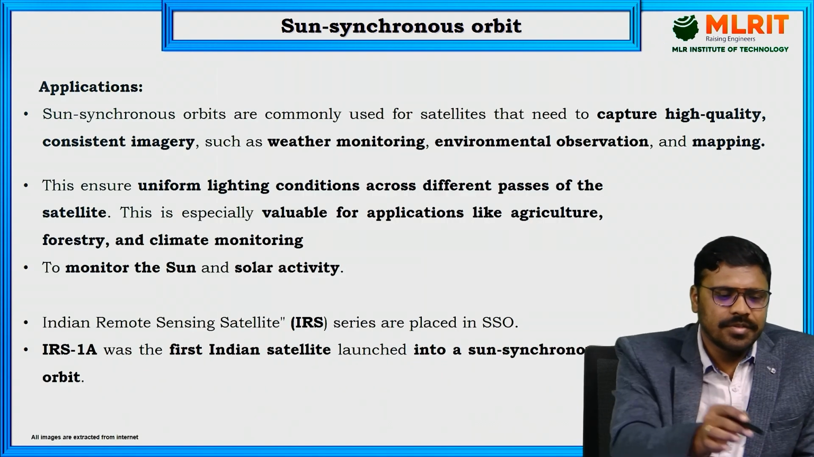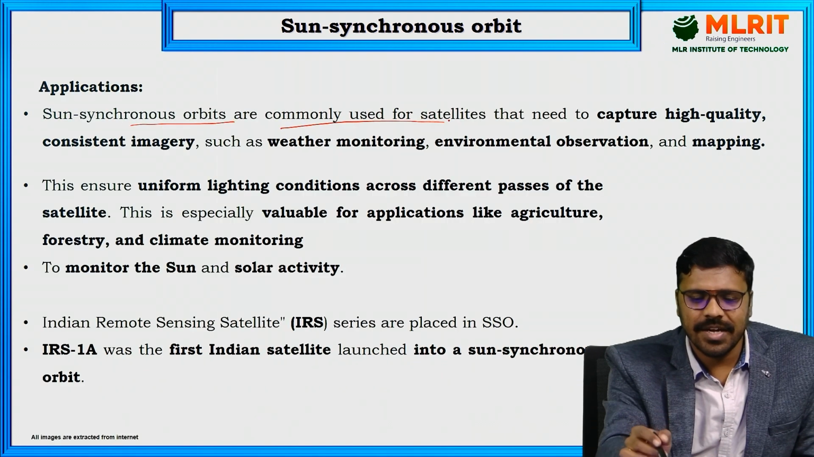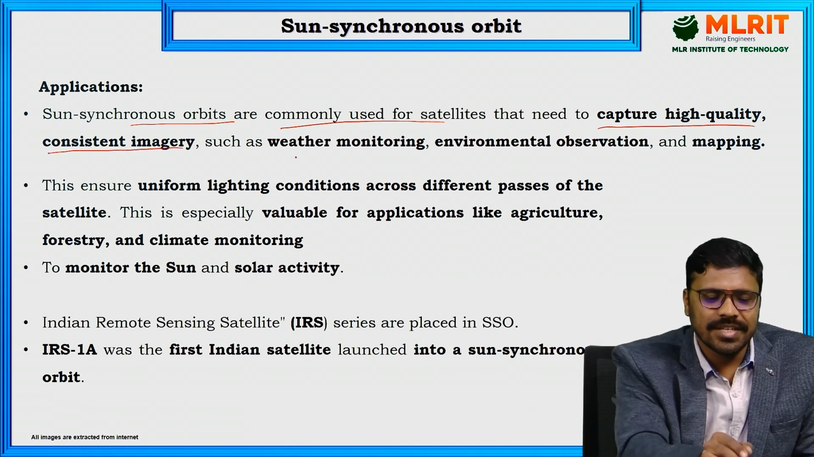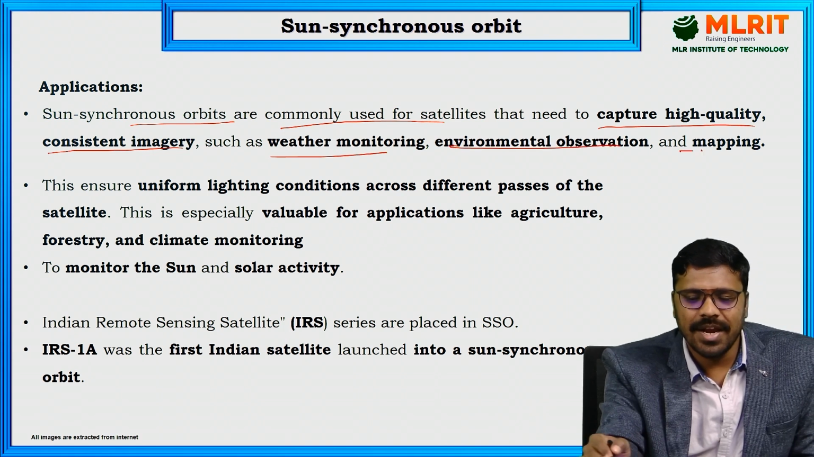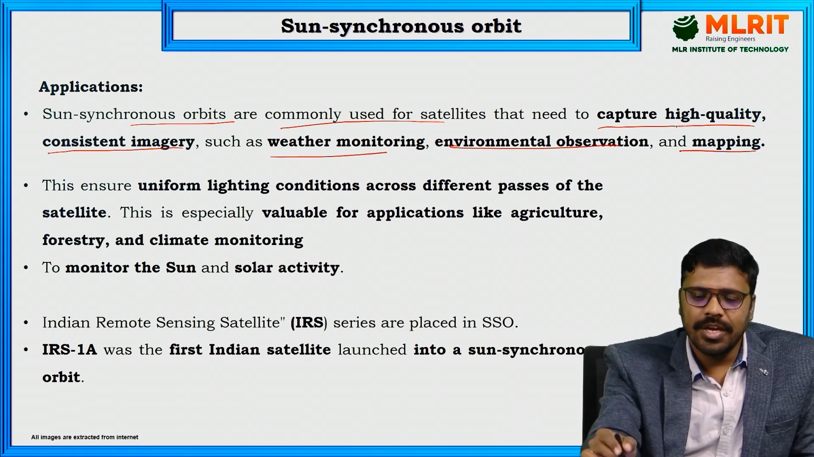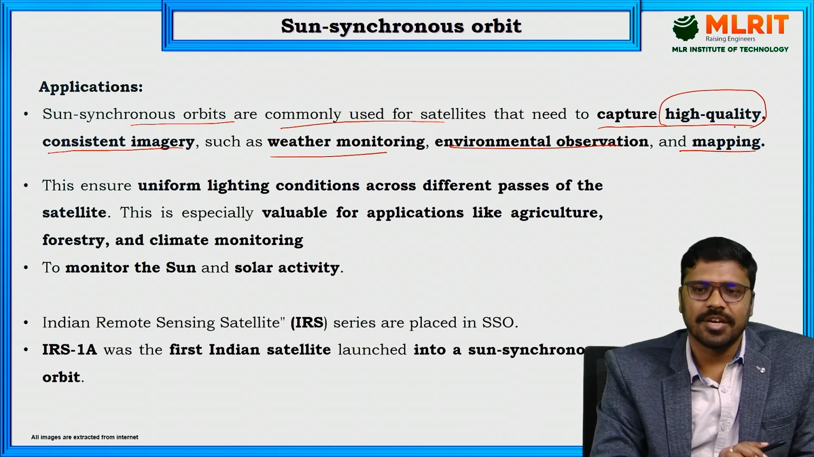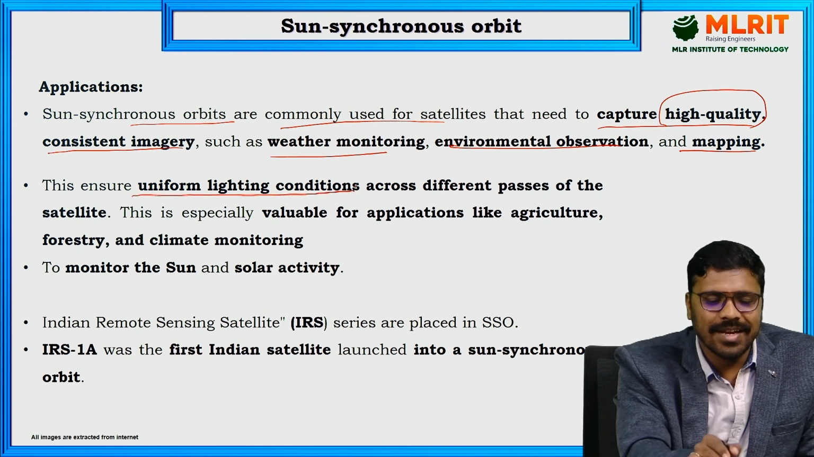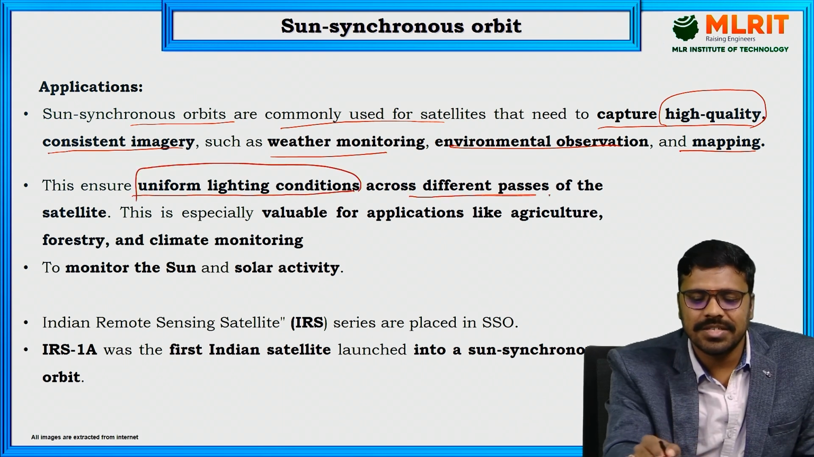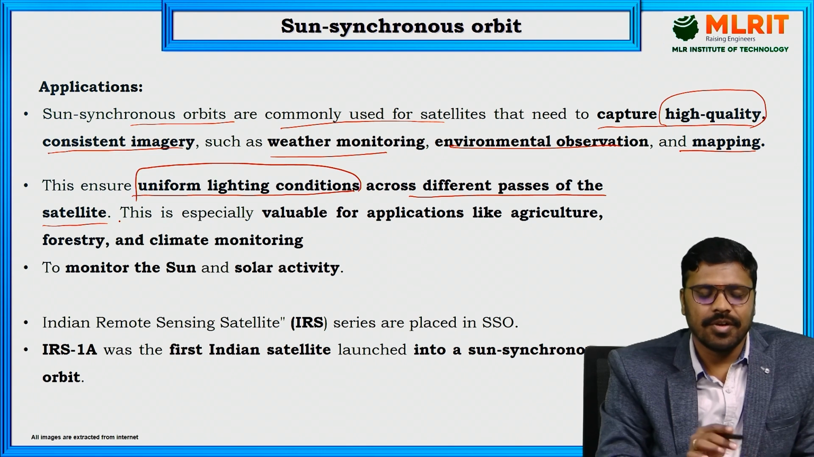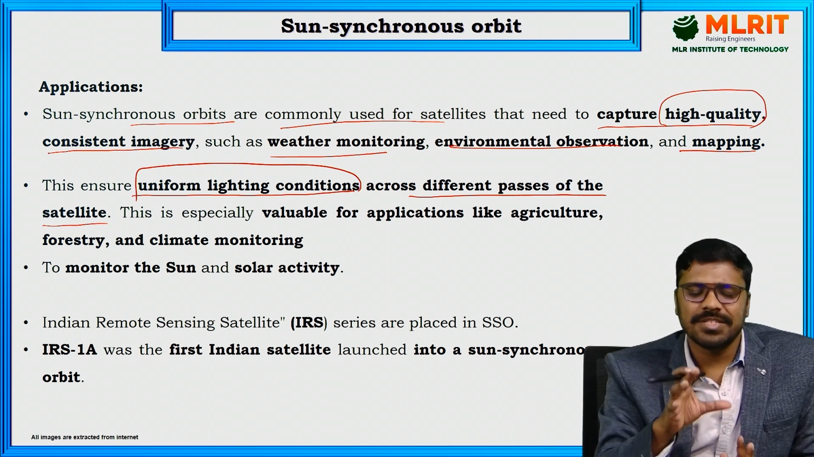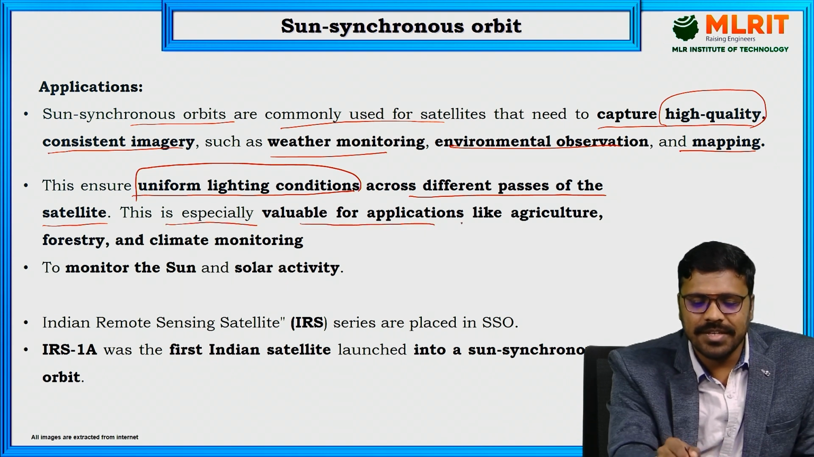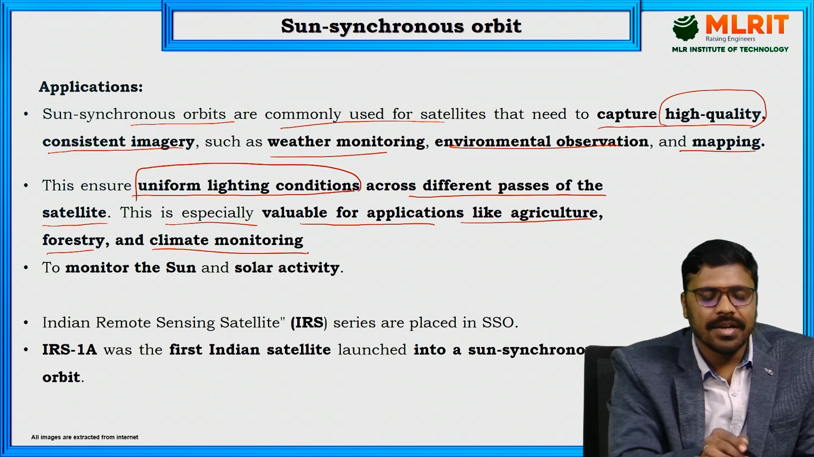Sun synchronous orbits are commonly used for satellites that need to capture high quality, consistent imagery, such as weather monitoring, environmental observations and mapping. It will give you high quality images. This ensures uniform lighting conditions across different passes of the satellite, so we can observe a particular place with the same lighting condition every day. This is especially valuable for applications like agriculture, forestry and climate monitoring.